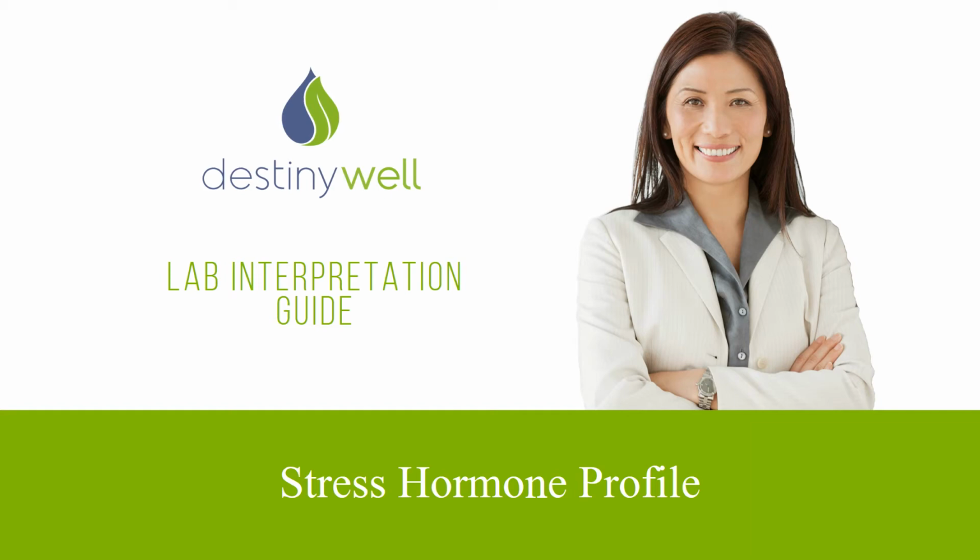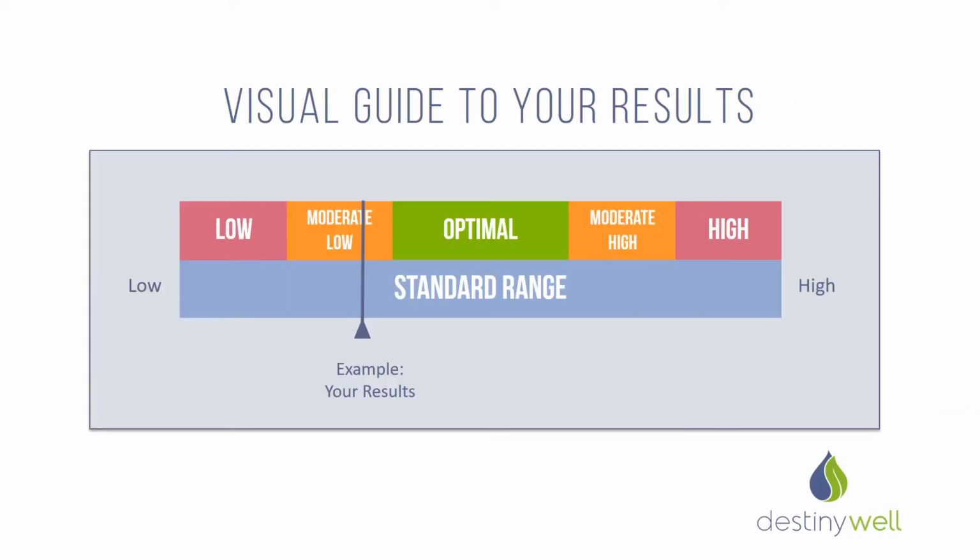This is the lab interpretation guide for the DestinyWell stress hormone profile. At DestinyWell, we define laboratory ranges in a sophisticated way. We use the standard ranges, represented by the blue bar here, from each reference lab that does a particular test to define the lab high and the lab low.